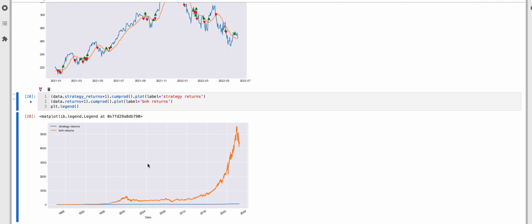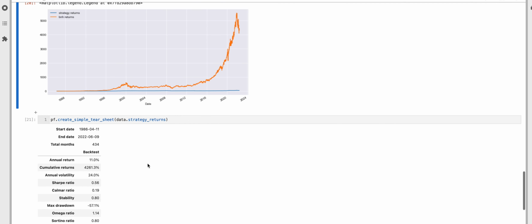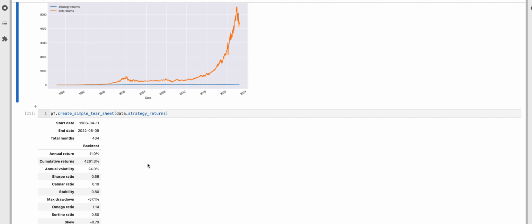If we compare the strategy returns and the buy and hold returns, this strategy did not perform well. We got a Sharpe ratio of 0.56 and a maximum drawdown of 57%, which were worse than the previous LSTM long regression strategy.